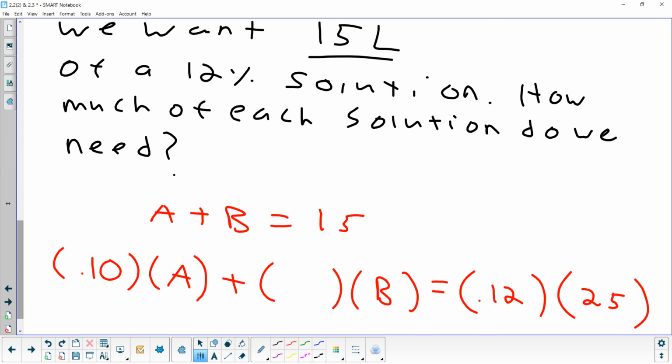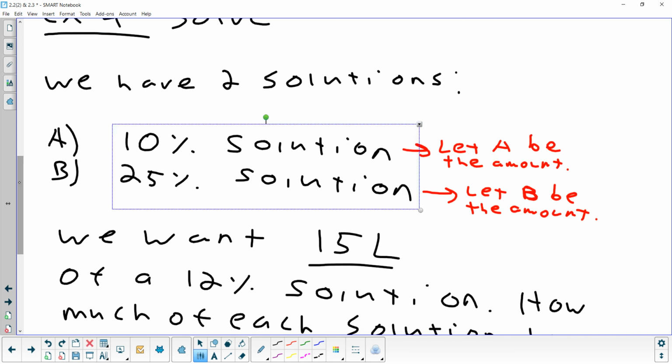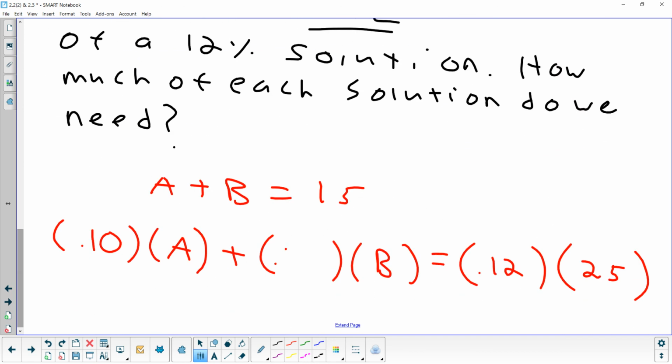So they want the total amount of solution to be 15 liters. The 25 is the percent. So I mixed that up. The 25 is the percent. 0.25. So again, concentration times, they wanted 15 liters. Concentration, amount, concentration, amount, concentration, amount. 15. That's what we want.